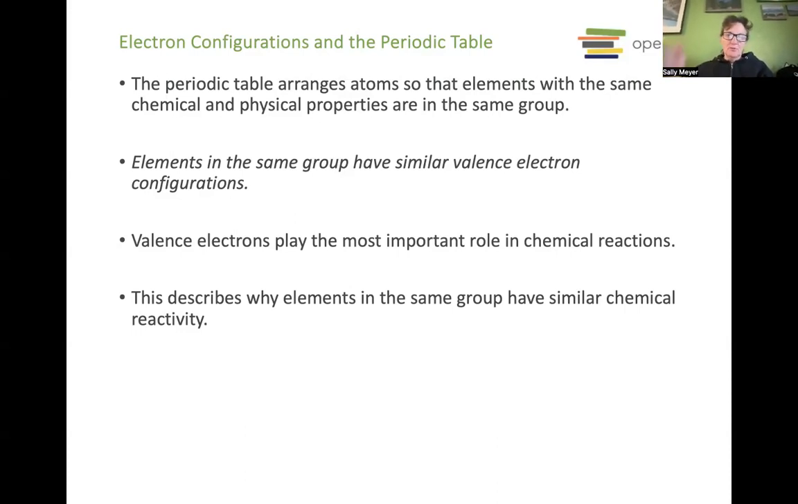Elements in the same group, so that's a column, have similar valence electron configurations. Remember, the valence electrons are the electrons outside of a full inert gas. The last group in the periodic table are the noble gases, and their electron configurations are super stable. So the electrons beyond that are the ones that give elements their properties. Valence electrons play the most important role in chemical reactions, and this describes why elements in the same groups have similar chemical reactivity. The reactivity is similar because they have similar valence electrons.